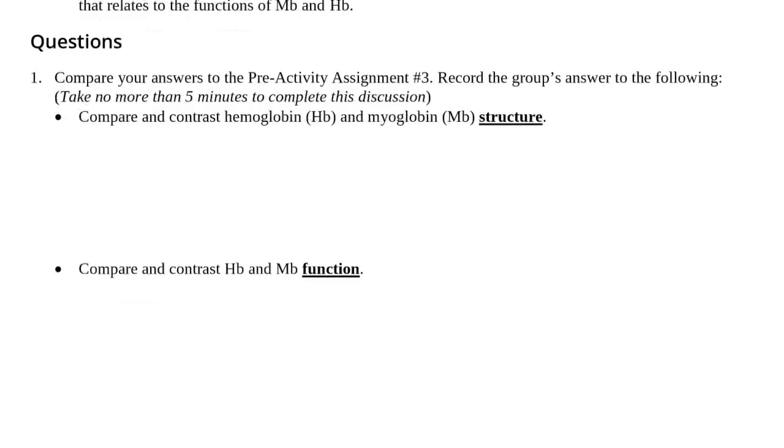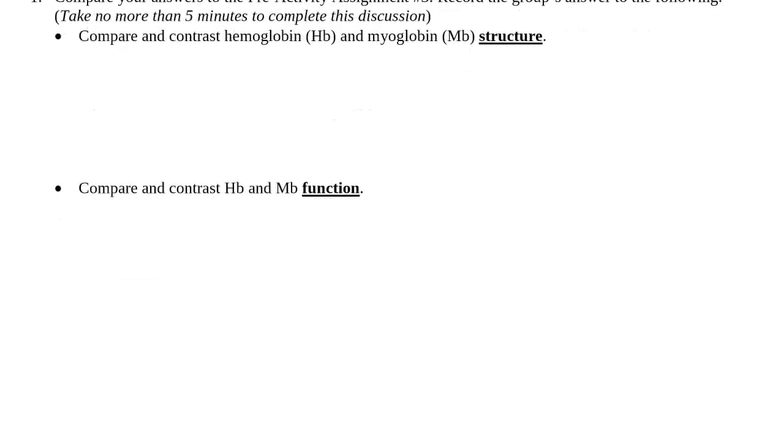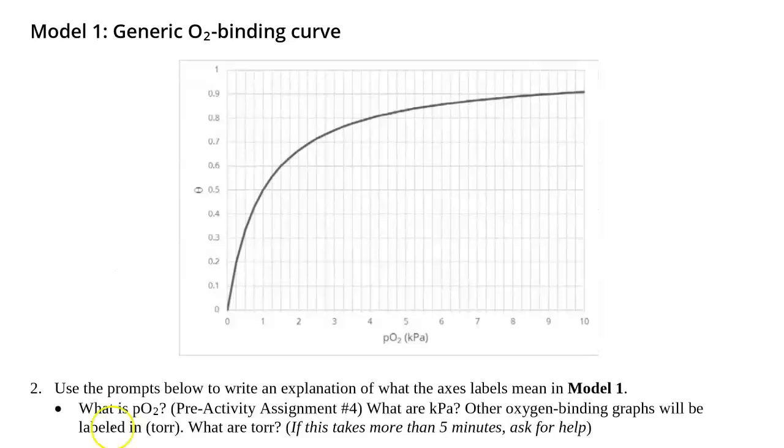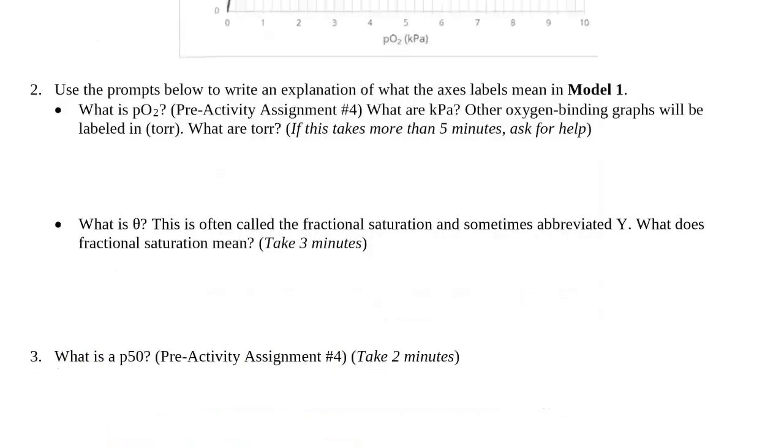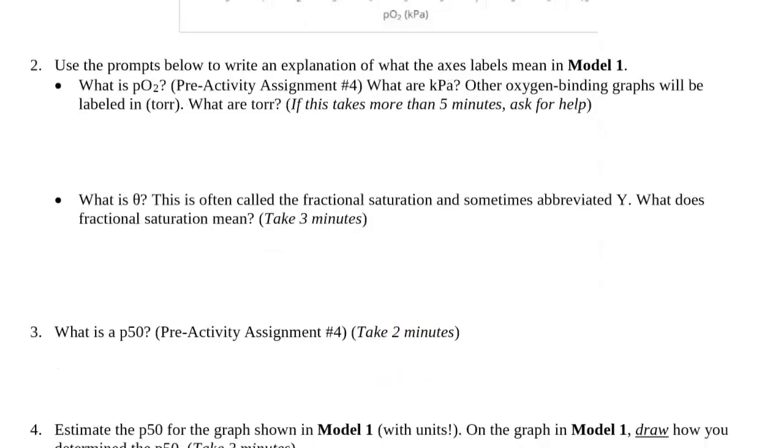And in terms of their function, hemoglobin is primarily located in your erythrocytes or red blood cells. Myoglobin is typically located in your muscle cells. Hemoglobin transports oxygen from the lungs to, let's say, the muscle cells, but also other tissues. And myoglobin stores that oxygen in the muscle cells until it's needed for respiration. Here's some questions about PO2 and kilopascals. The fractional saturation or fraction of binding sites that are occupied we've already discussed. P50 we have already discussed.